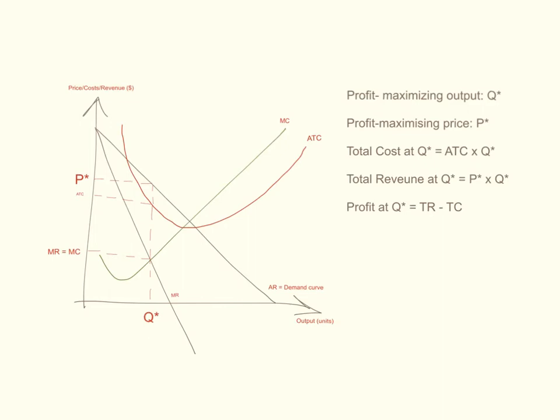And then you go up from Q star until you hit both the average total cost curve, to give you the average total cost at this level of output, and the price. P star is the price that the firm should charge at this profit maximizing level of output. If the firm produces this level of output and charges this price, it will maximize its profit. Why? Because this is the level of output where marginal revenue intersects marginal cost. So remember, profit maximizing output is Q star, profit maximizing price, P star.